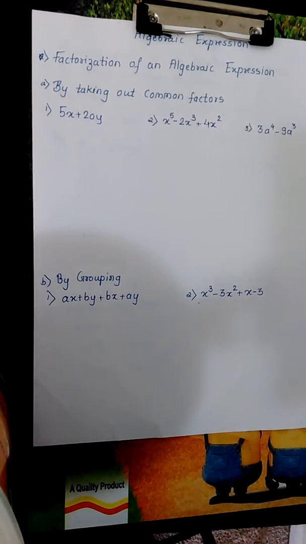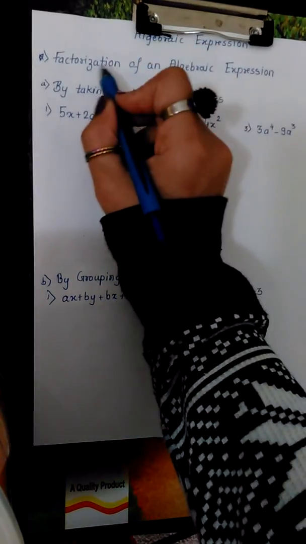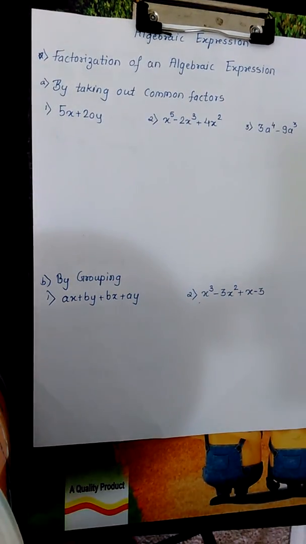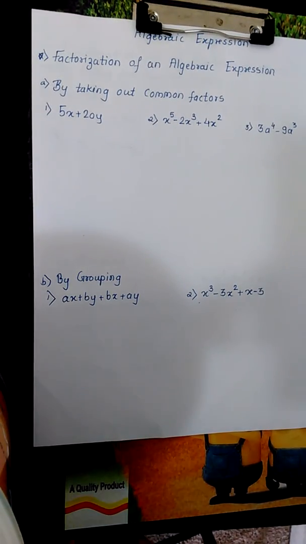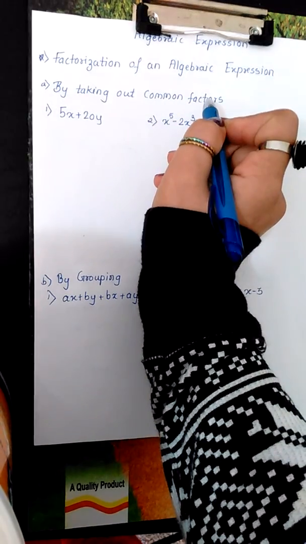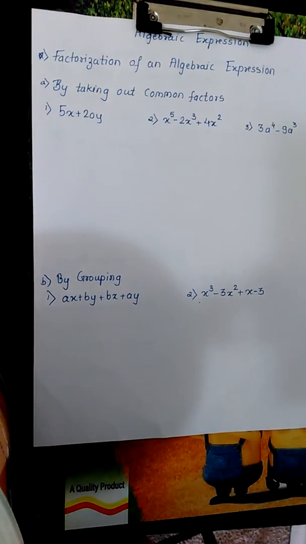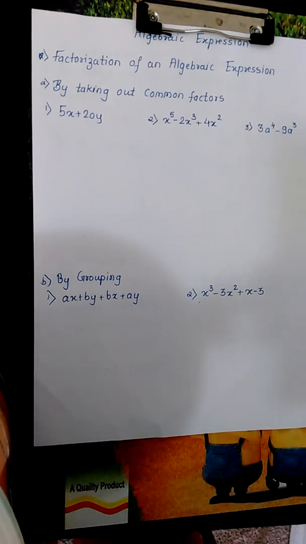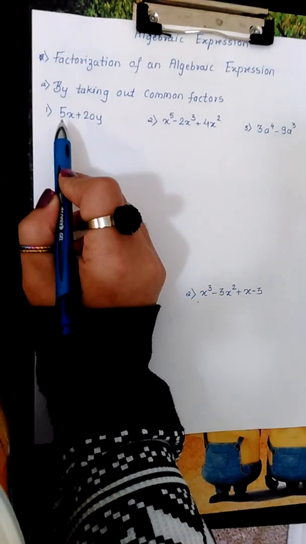Hi friends, welcome back. Today we are going to see factorization of an algebraic expression. The first method we are going to see is by taking out common factors. If we have an expression which contains a common factor in each term, divide each term by the common factor and write the quotient in the bracket and the common factor outside the bracket. So I have your first example.